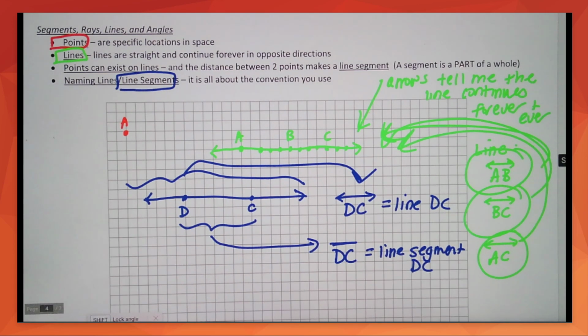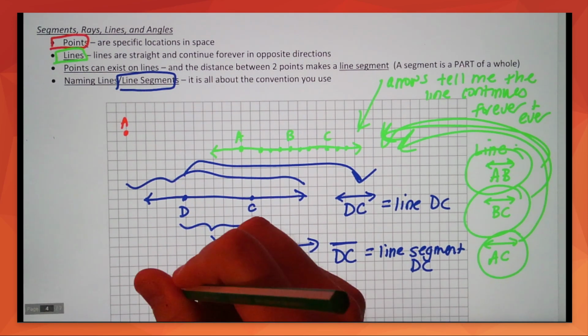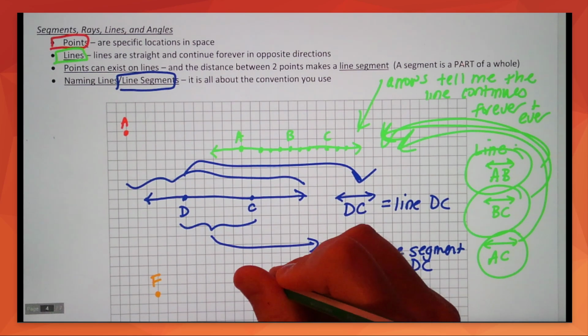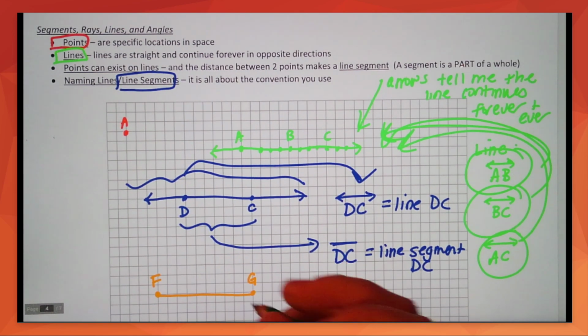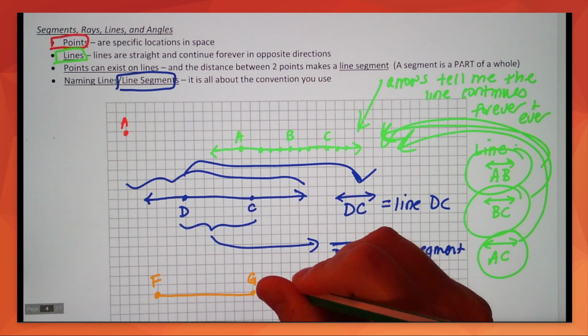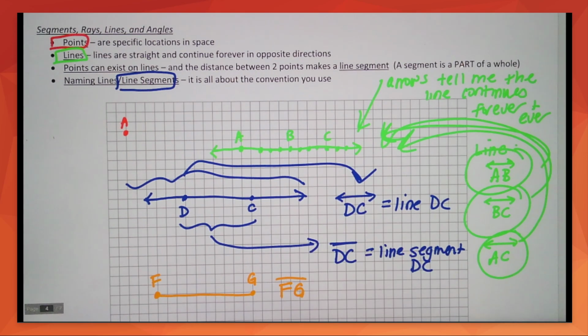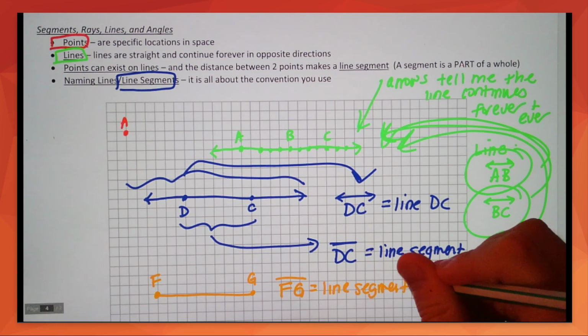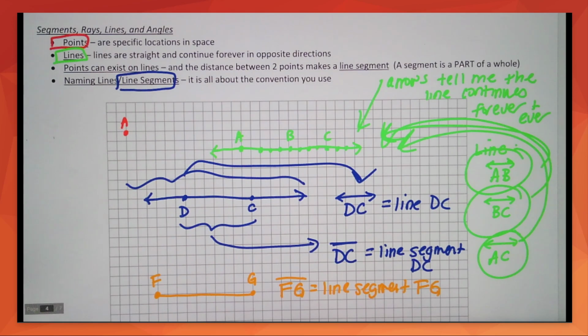And then another example that you could look at is, how about orange? Why not? Let's just say you have F and G, and they're connected there. No arrows at all, okay? The only way to describe this would be FG with a line, which is line segment FG. You couldn't describe this as a line, because you don't have the arrows on either side going off into infinity. But you could describe it as a line segment.